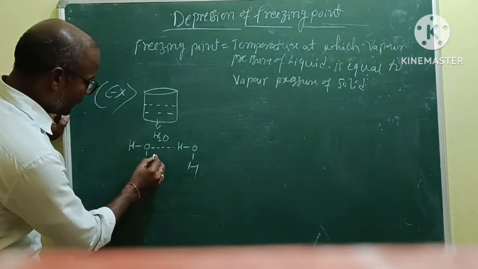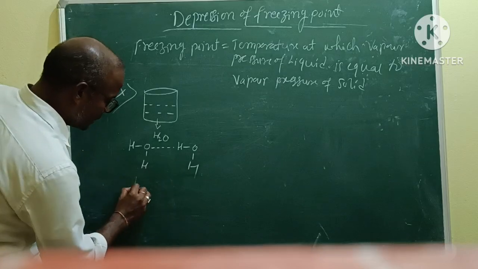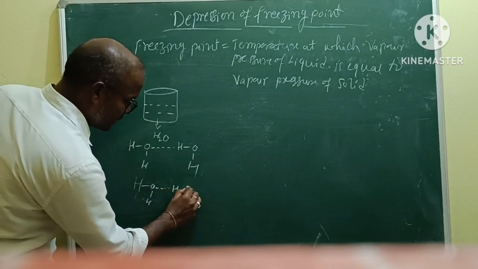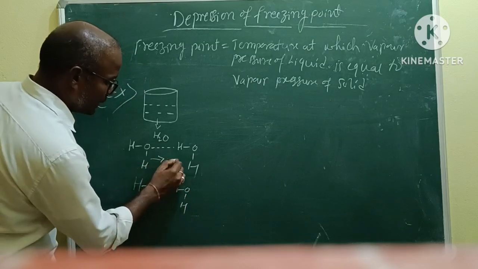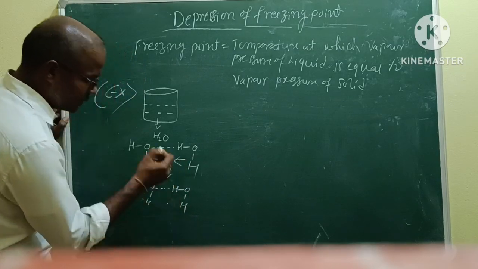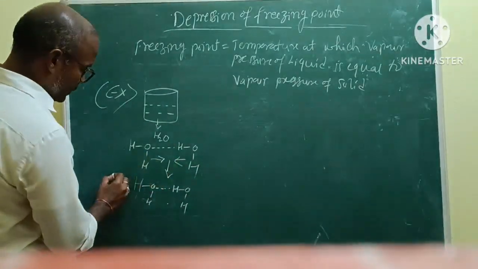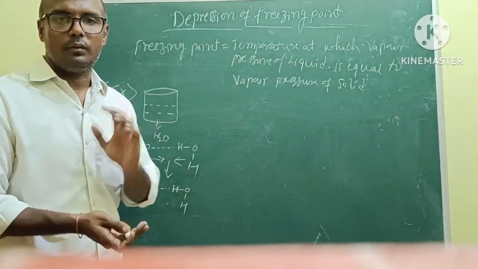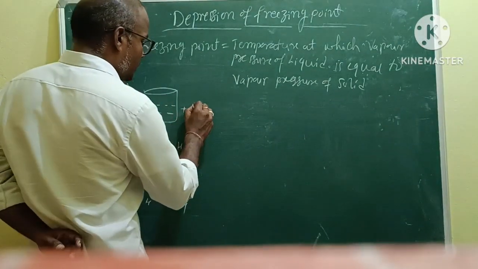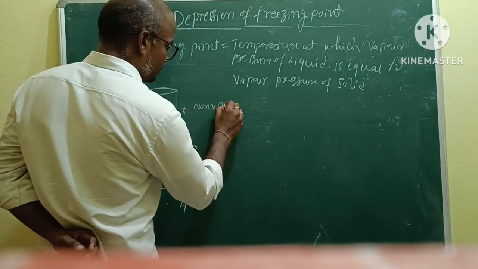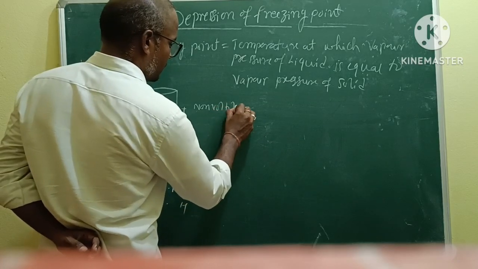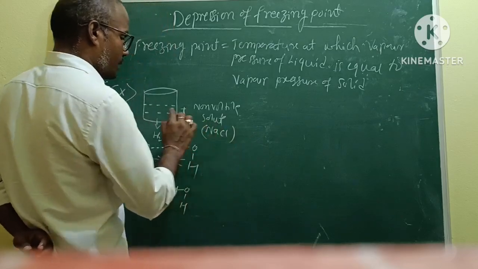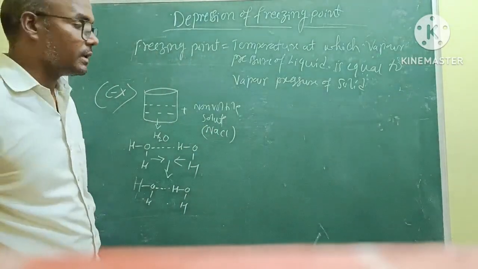So when we kept it into the refrigerator, the liquid particles come close to each other, and finally they turn into solid form. Particles come close to each other at a certain distance, and they turn into solid form. When we add some non-volatile solute like NaCl, then what happens?